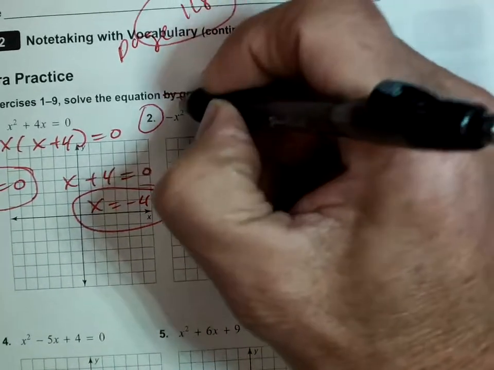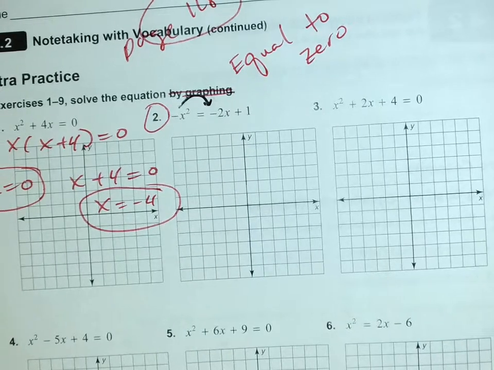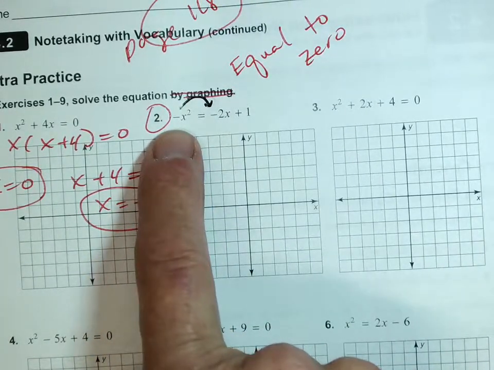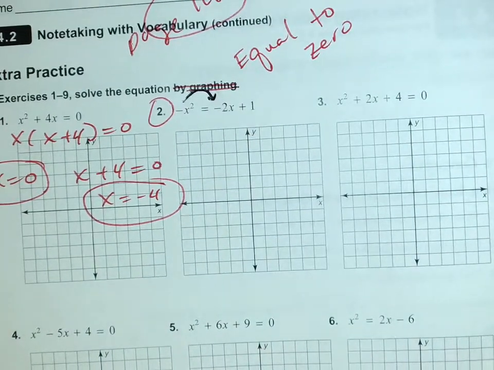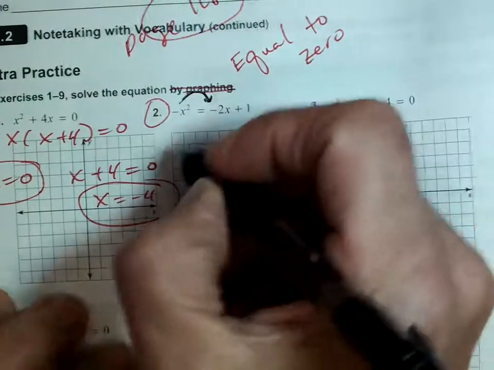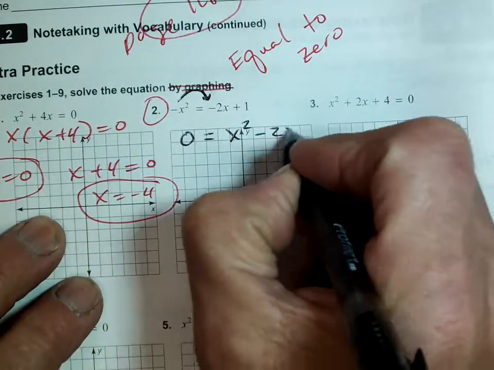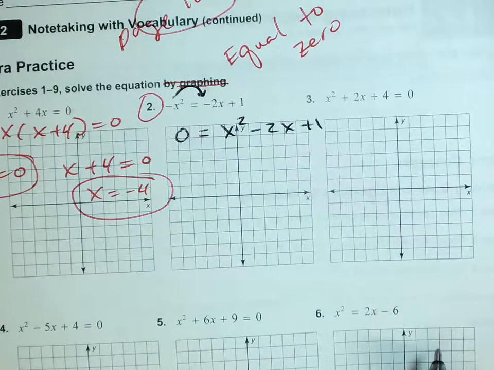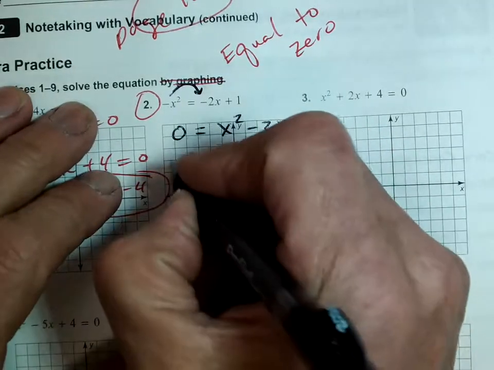So I'm going to bring over the negative x squared to make it equal to 0. If I bring it over, I've got to add it. Does that make sense? I've got to add the x squared, so I plus it over. So I'm going to have 0 equals x squared minus 2x plus 1. And if you are going to graph it, you've got to have it equal y anyway. So now, factor. Oh, I can factor that.